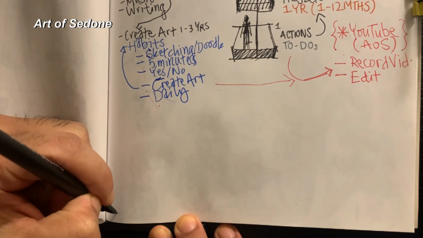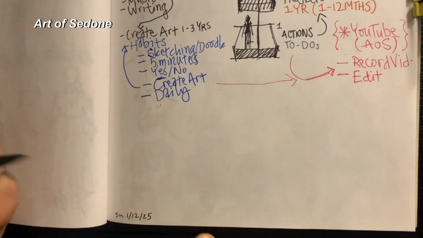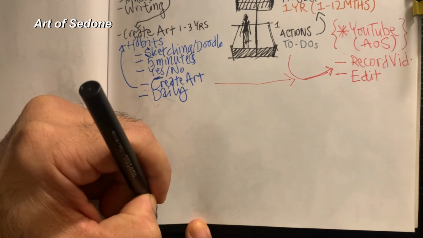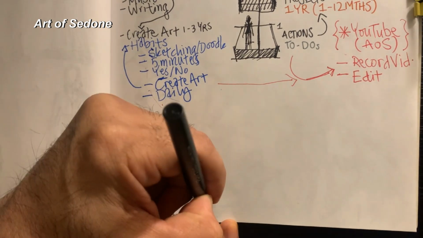It is Sunday, January 12th, 2025, and today's topic will be called Organizing Art Projects.